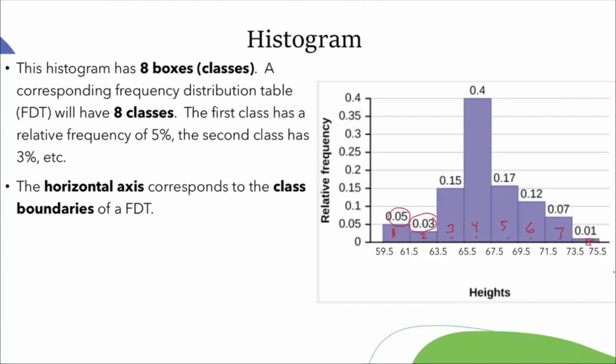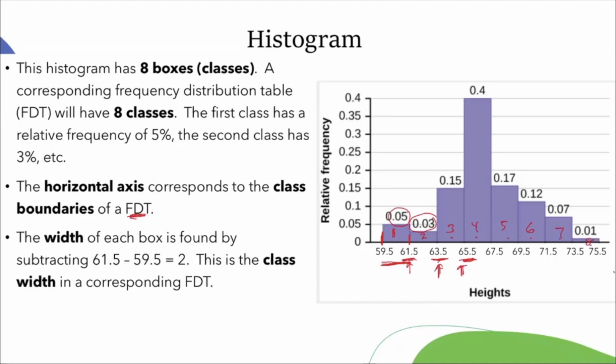The horizontal axis corresponds to the class boundaries of a frequency distribution table. So see here, 59.5 and 61.5, that would be the first class, and those numbers are the lower and upper class limits of the first class. The second class, 61.5 to 63.5, those are the lower and upper limits of the second class. And the third class, 63.5 to 65.5, the lower and upper limits of the third class. And this goes on for the rest of the table.